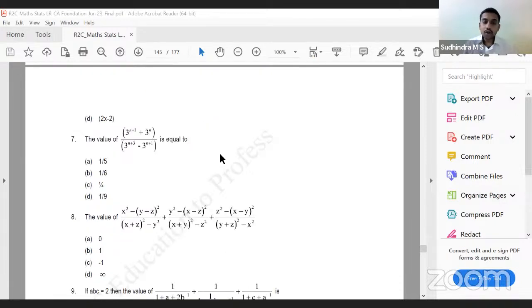The value of x square minus y minus z whole square divided by x plus z whole square minus y square, plus y square minus x minus z whole square divided by x plus y whole square minus z square, plus z square minus x minus y whole square divided by y plus z whole square minus x square. 1. Simple. We'll solve this.